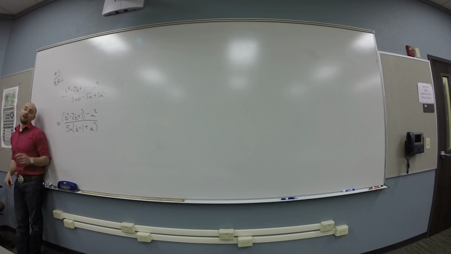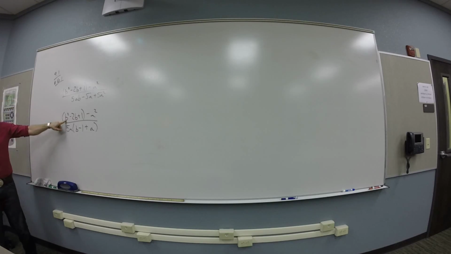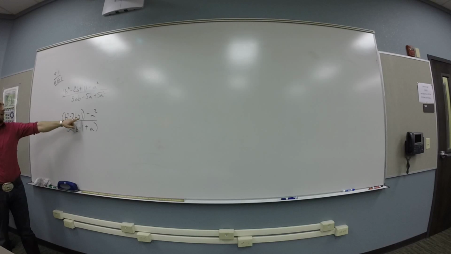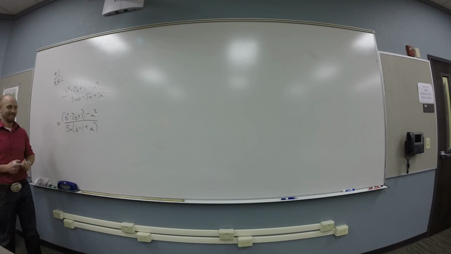So maybe I wonder, is this first thing something squared? In other words, is it a PST? So then I might think, okay, what's squared here? B. What's squared here? 1. Is the middle piece 2 times 1 times B? What? 2B times 1? Isn't there a 1 for the B?